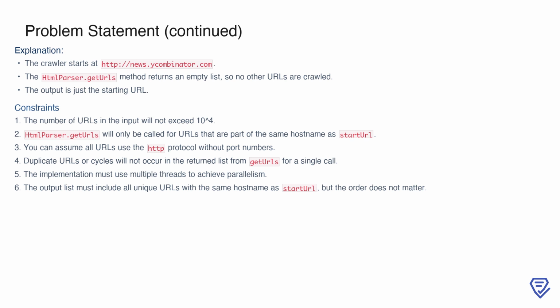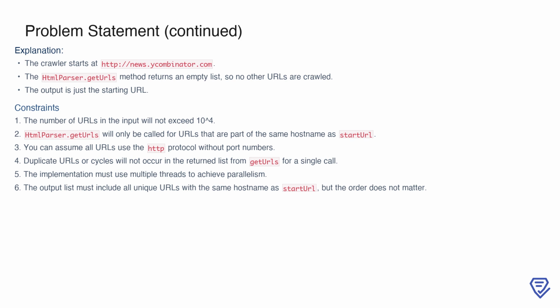Additionally, there are several constraints to keep in mind while designing the solution. For instance, the total number of URLs will not exceed 10,000, and htmlParser.getUrls will only be called for URLs that match the hostname of the start URL. The solution must use multiple threads for parallelism, and the output list must include all unique URLs that belong to the same hostname. While the order of the URLs does not matter, ensuring thread safety and avoiding cycles are critical for correctness.